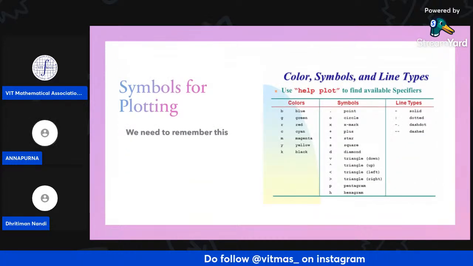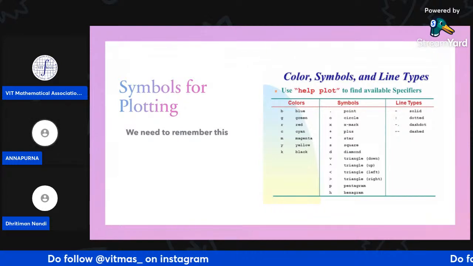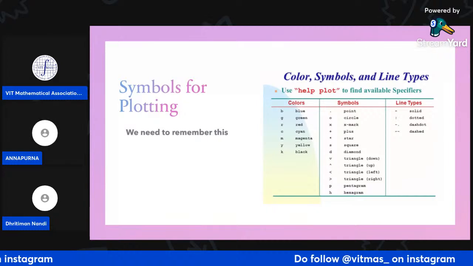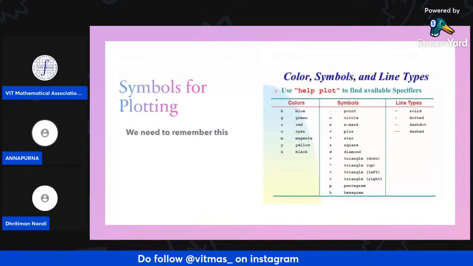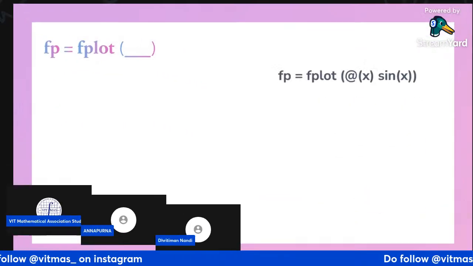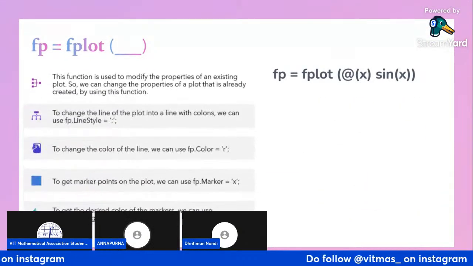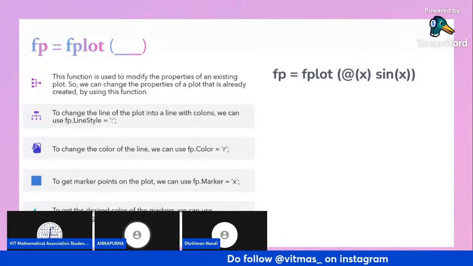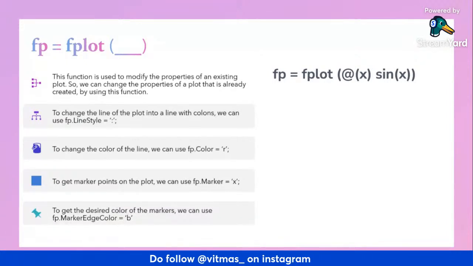So take a screenshot. I'll give the PPT at the end. So here you can see the different colors, b means blue, g means green, r is red, and symbols, line types, everything you have, and you can modify the graph however you want. So what does fplot do? fplot is basically modifying the properties of the existing graph you have made. Okay.